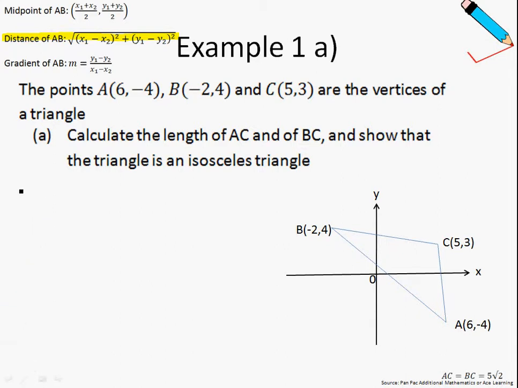So let us look at the application of this distance formula. So the length of AC is equal to the square root of the x coordinate of A, which is 6, minus the x coordinate of C, which is 5, squared, plus the y coordinate of A, which is -4, minus the y coordinate of C, which is 3, squared. Working this out and simplifying further, I will arrive at 5 square root of 2.